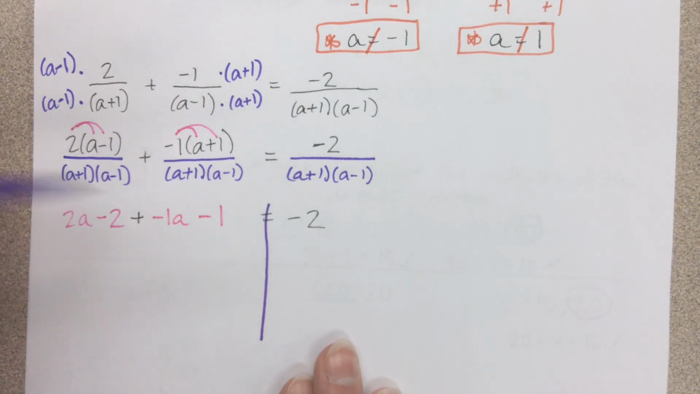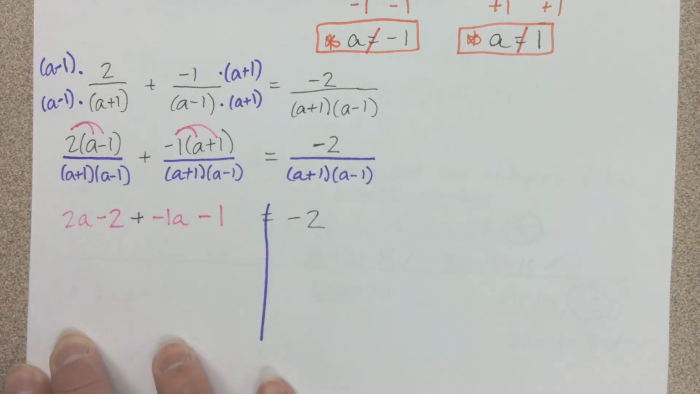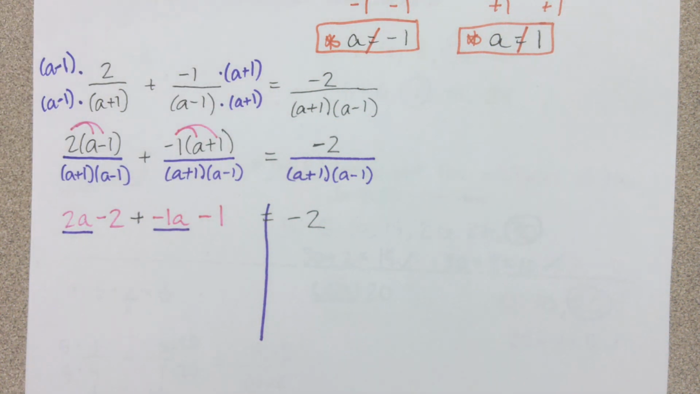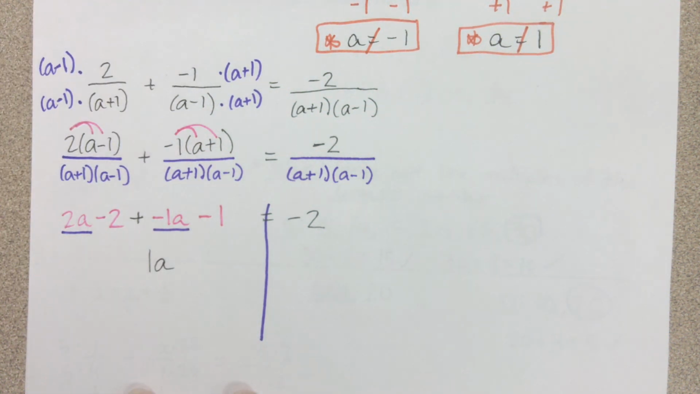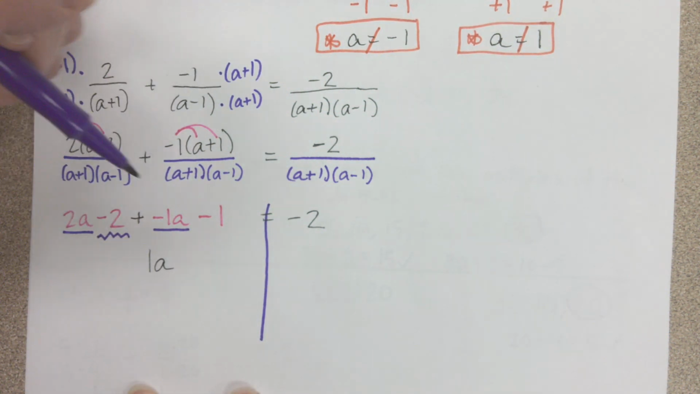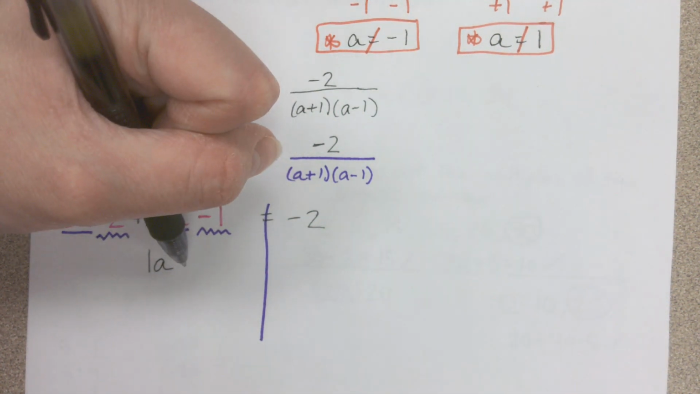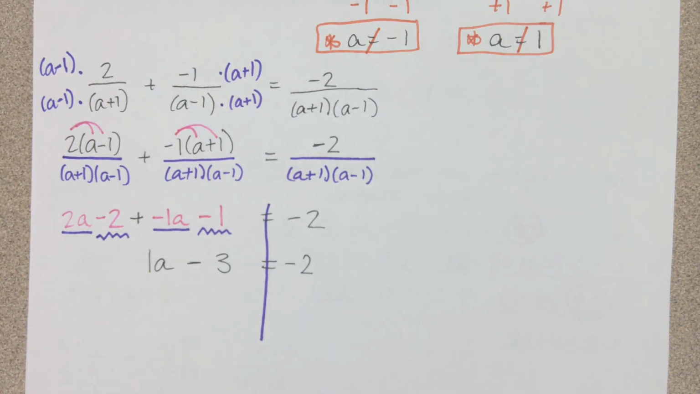Couple more steps and I'm done. First off, notice that there's quite a few terms here. We can combine like terms. 2A minus 1A. Again, use the signs that are there. 2 minus 1 is 1. So this is 1A. Negative 2 minus 1. We can also combine those. Negative 2 minus 1 is negative 3. Equals, bring down the negative 2.